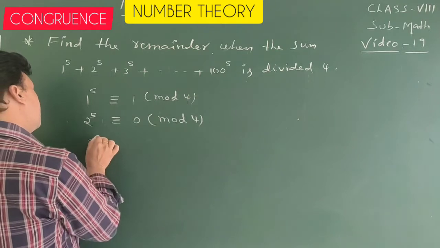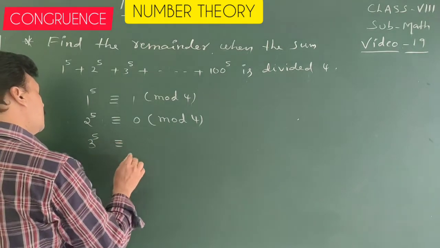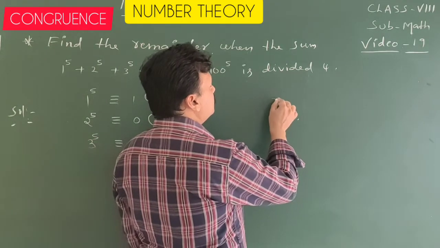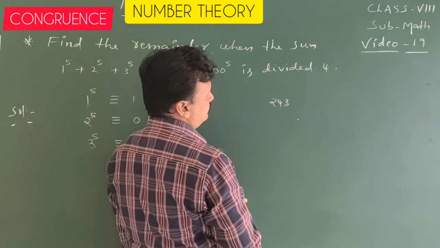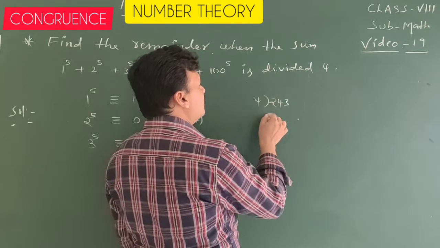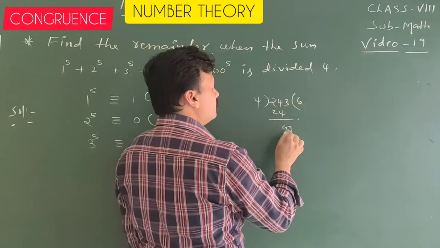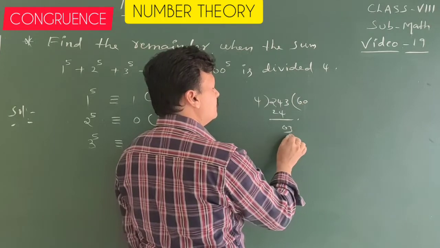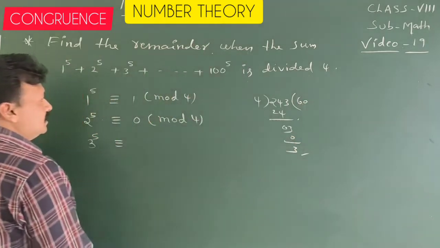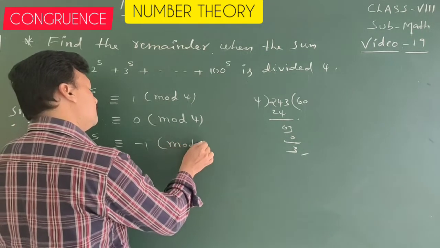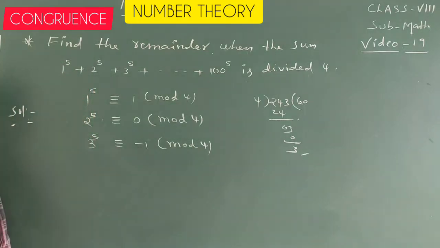Now 3 power 5 means 243. If it is divided by 4, the remainder is 3. We can write it as minus 1 mod 4, because 3 is congruent to minus 1 mod 4, since 4 divides 3 minus (minus 1), that is 3 plus 1. Next.